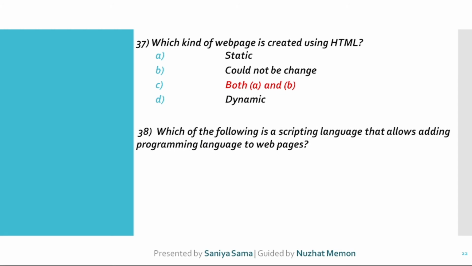38. Which of the following is a scripting language that allows adding programming language to web pages? Option A, JavaScript. Option B, HTML. Option C, CSS. Option D, ActionScript. The answer is JavaScript.